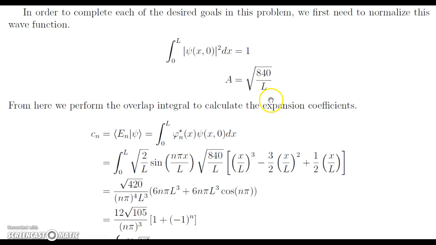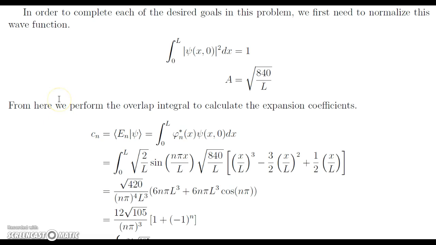So in order to complete each of these desired goals, we first need to normalize the wave function, of course. To do this, we can just take the modulus squared of this wave function, take the integral and set it equal to 1. Now when we do that and solve for A, it turns out that A is equal to the square root of 840 over L. And using this, we can then find all the desired things we need.